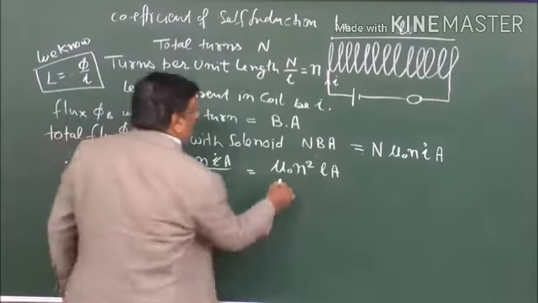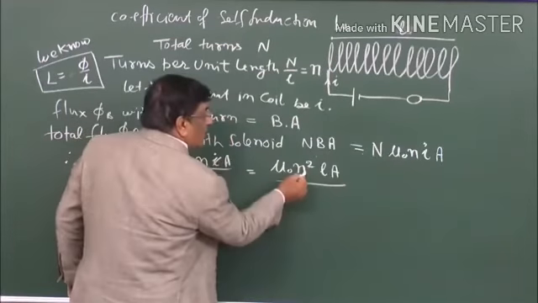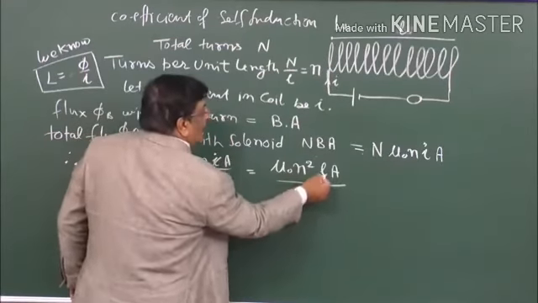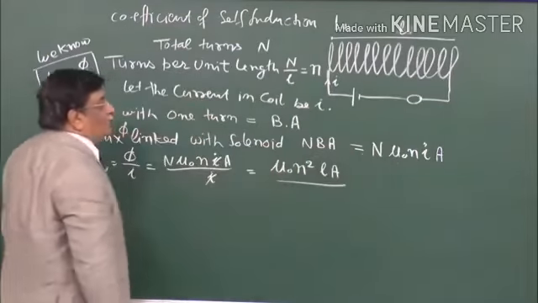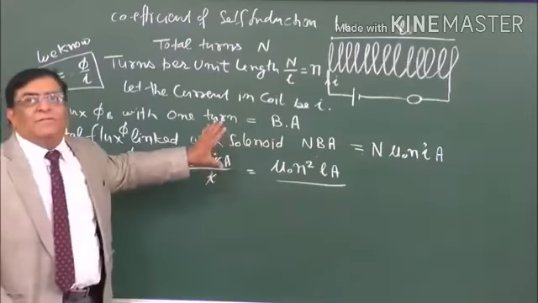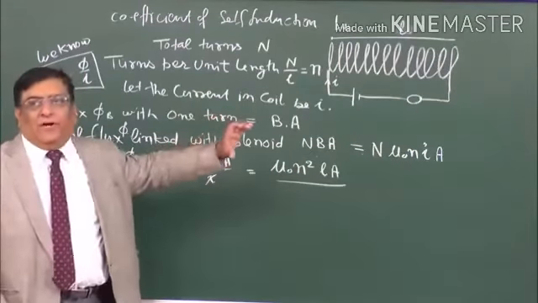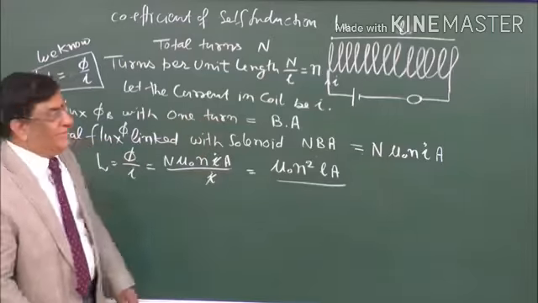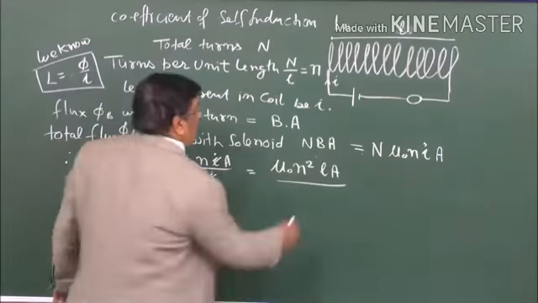So self-inductance of a coil depends upon number of turns, area and its length. This is the formula for self-inductance of a solenoid, self-inductance of a coil.